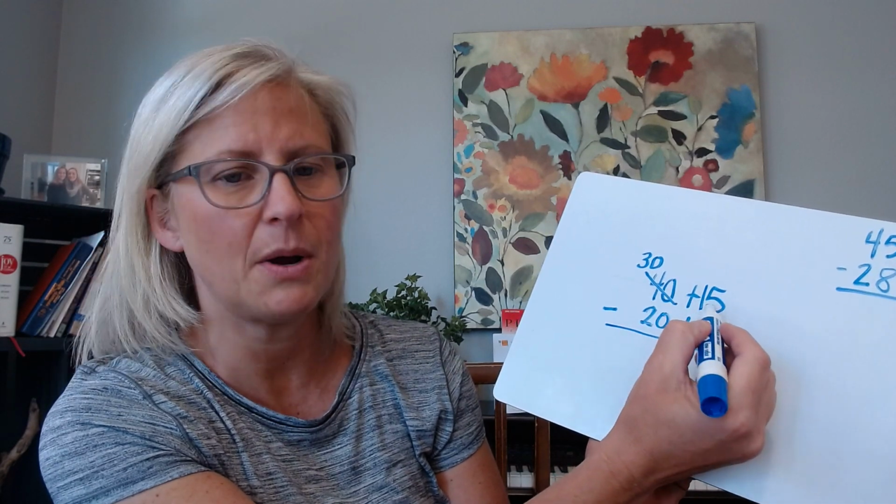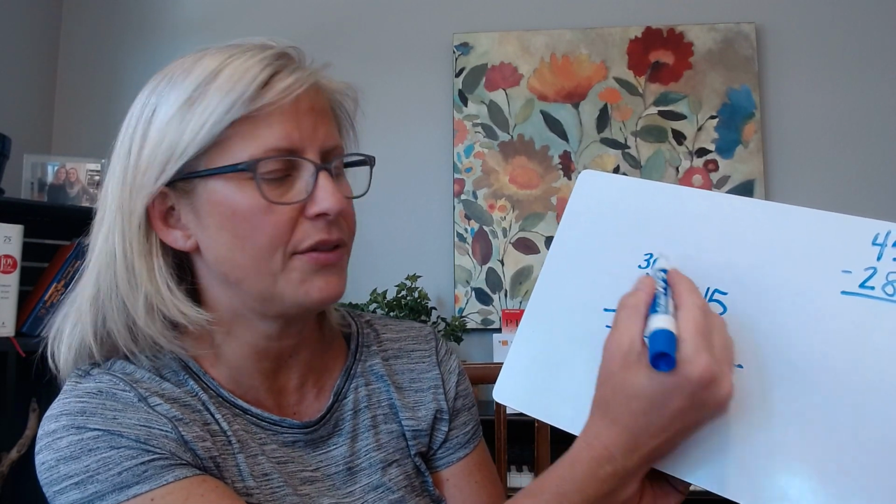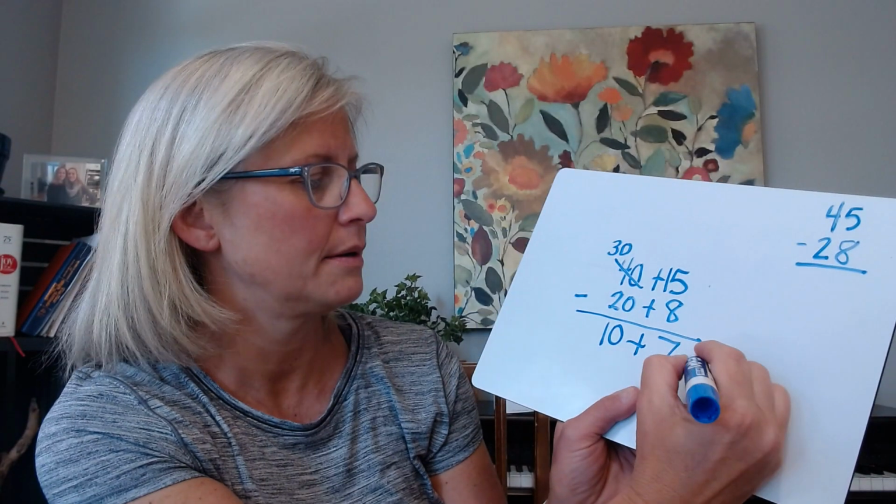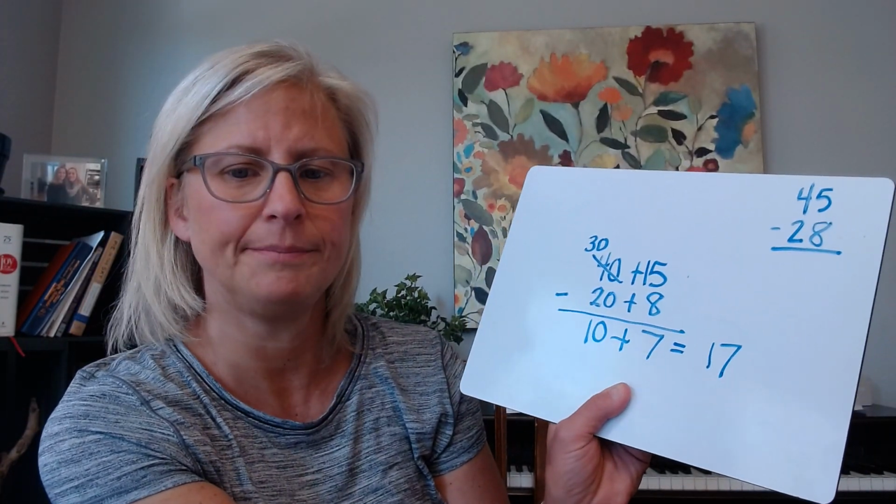So I have just borrowed. I've moved a 10 from my 40 over into my ones. So instead of 40 plus 5, now I have 30 plus 15, which is still 45. It's still the same number. It's just been rearranged. Now I can do the subtraction. 15 minus 8 is 7. 30 minus 20 is 10. I have to put my plus sign in there in the middle. Put them together, 17. Okay?